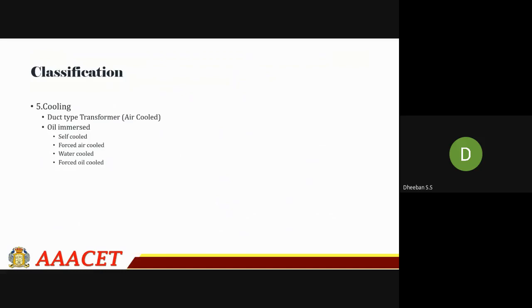So next, based upon the cooling mechanism used, the transformer will be either air cooled or oil immersed cooled. In the oil immersed system, there are nearly 4 types, starting with self cooled, forced air cooled, water cooled, as well as forced oil cooled. Based upon the type of connection, the transformer can be single phase or 3 phase.